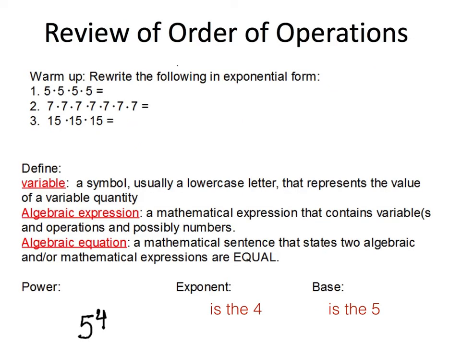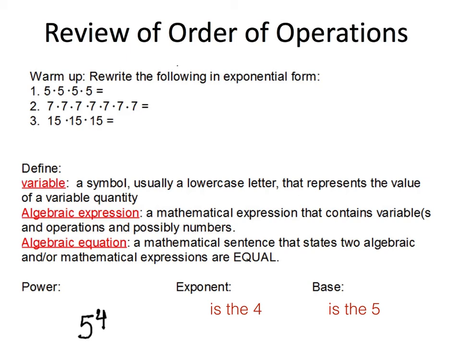For our last couple of screens, we're going to review the order of operations. For that warm-up, if you were to rewrite the following in exponential form, number 1 would be 5 to the 4th power since there are 4 5s. For number 2, it would be 7 to the 7th power since there are 7 7s. For number 3, it would be 15 to the 3rd power since there are 3 15s.